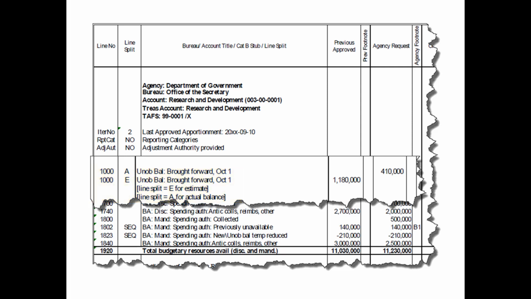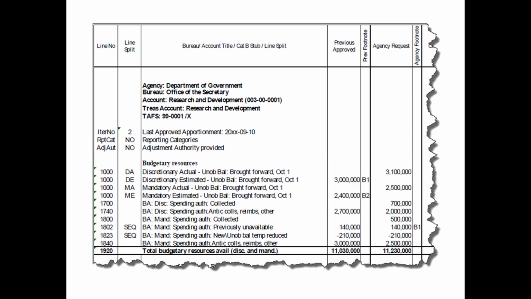In this example, there are two line 1000s, one with an A line split indicating an actual carryover amount of $410,000 in the agency request column, and one with an E line split indicating an estimated carryover amount of $1,180,000 in the previous approved column. This is the proper format for distinguishing estimated versus actual carryover amounts.